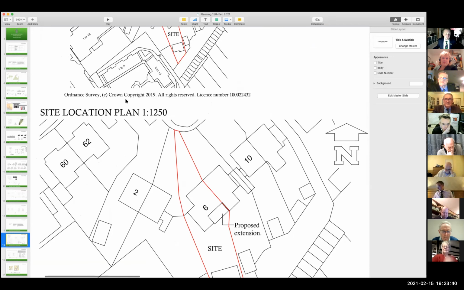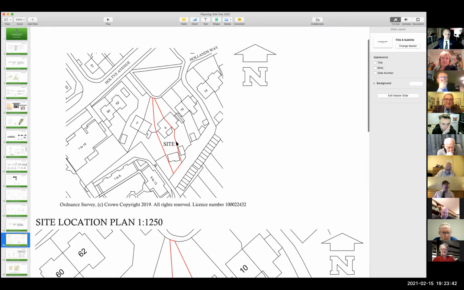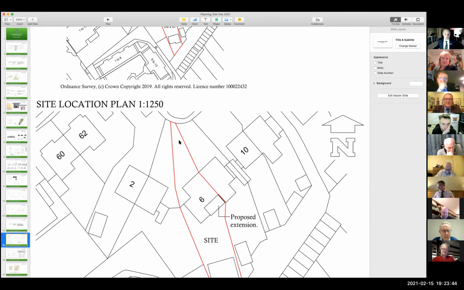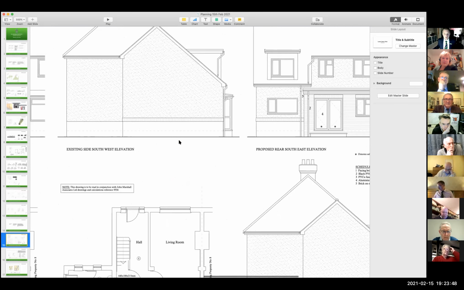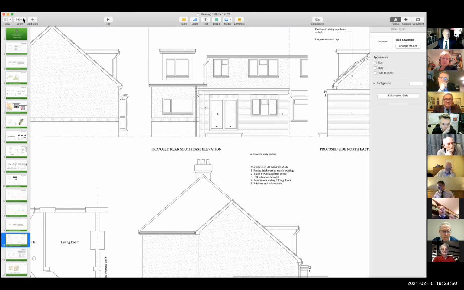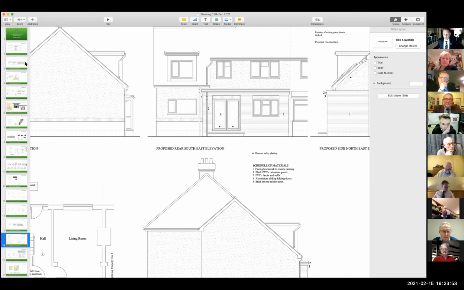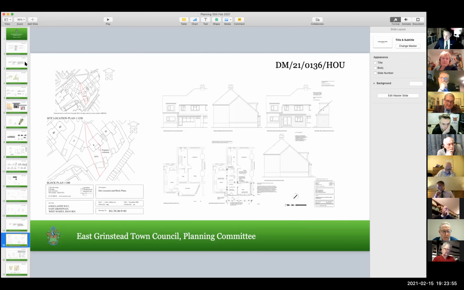These are your aerial plan. This is where the extension will be. See the proposed, existing rear and proposed rear. This is Ashplatz. Who would like to start me on this one?